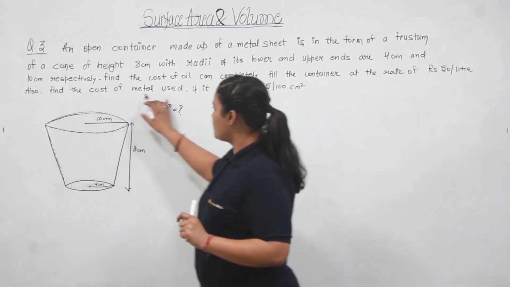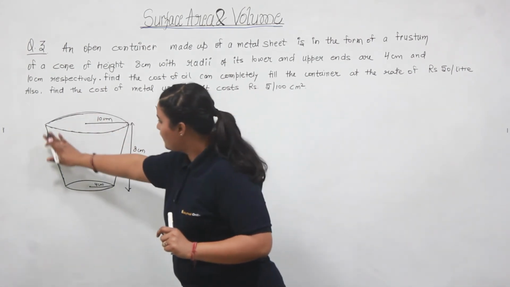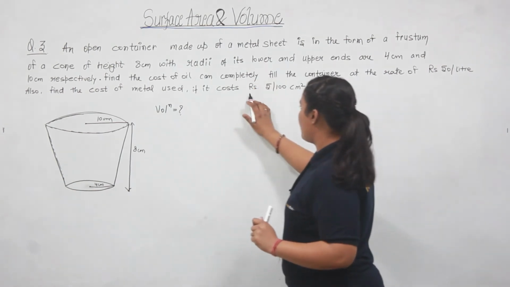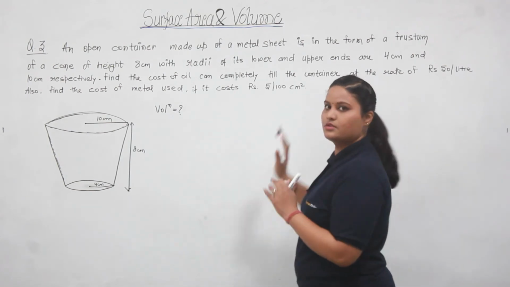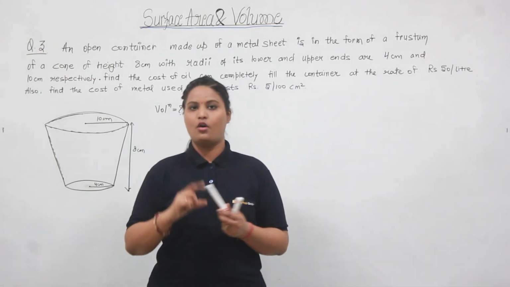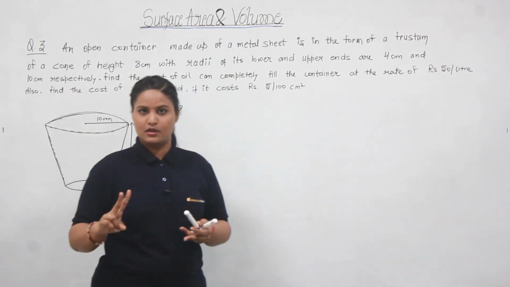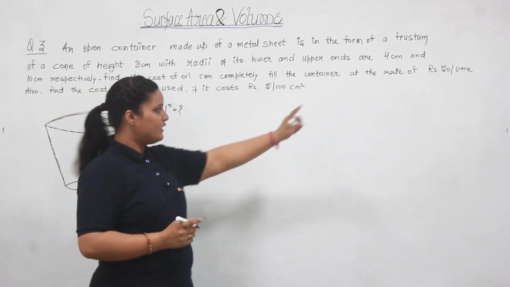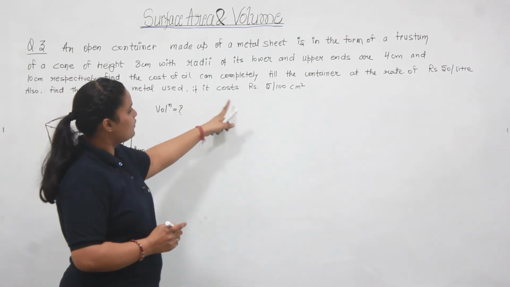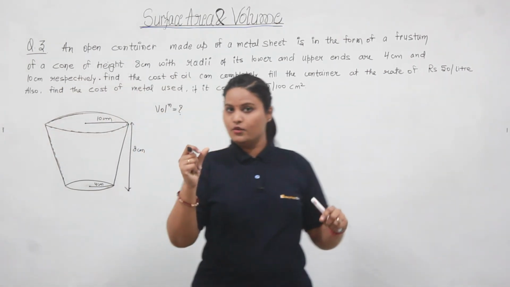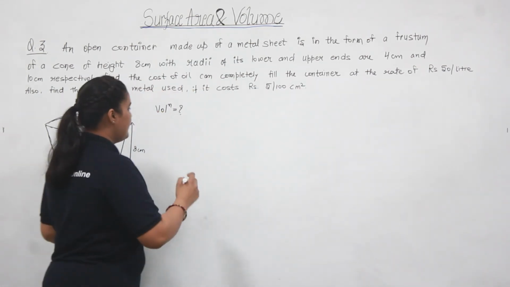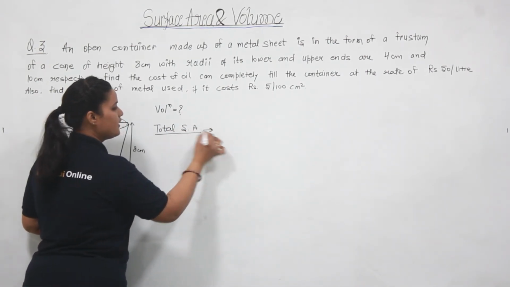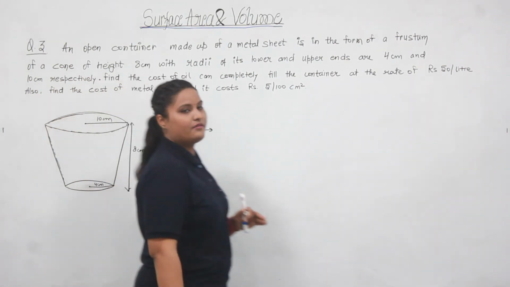Second, find the cost of the metal used, that is, what amount of metal is used to make this container, if its cost is rupees 5 per 100 centimeter square. Okay, the rate is given for the oil and also for the metal. Now for finding the cost of the oil, we have to find the volume, and for finding the cost of the metal used, we have to find the surface area, that is the total surface area of the frustum. Clear?